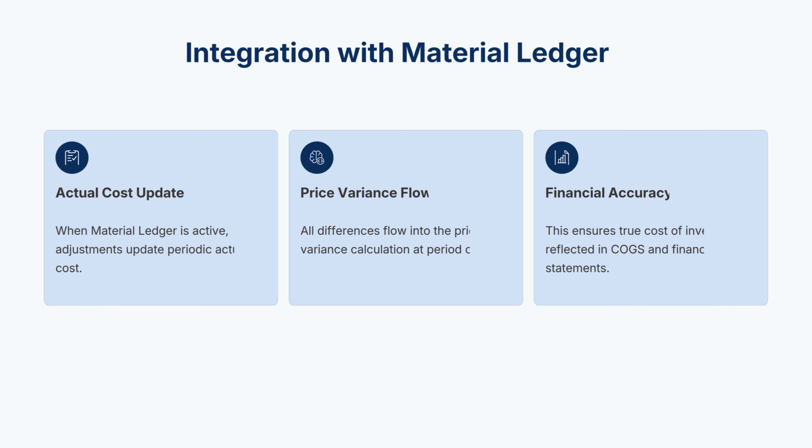Integration with Material Ledger. When the material ledger is active, all difference postings flow into actual cost calculations. These adjustments influence the final material valuation at period end closing. This integration ensures accurate cost of goods sold and inventory valuation across financial statements. No manual adjustments are needed.